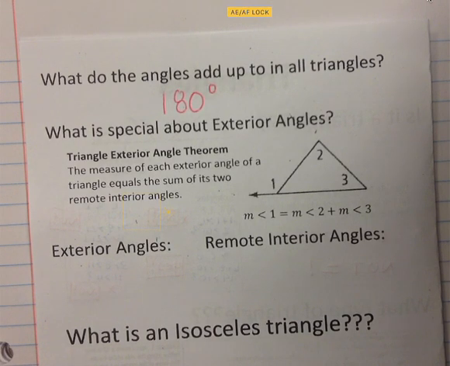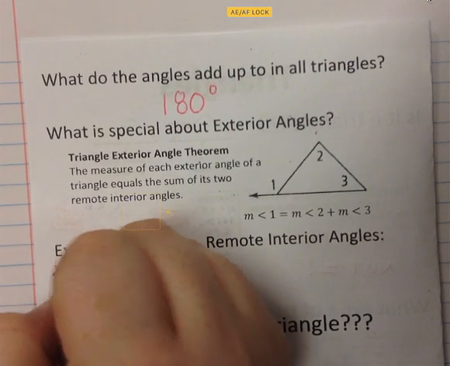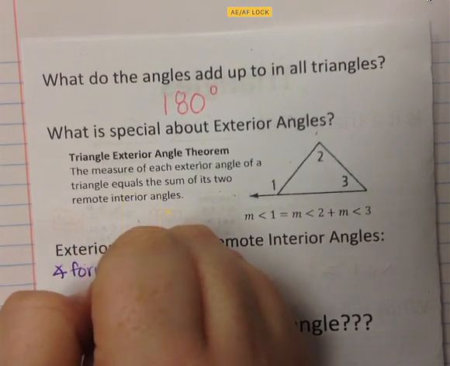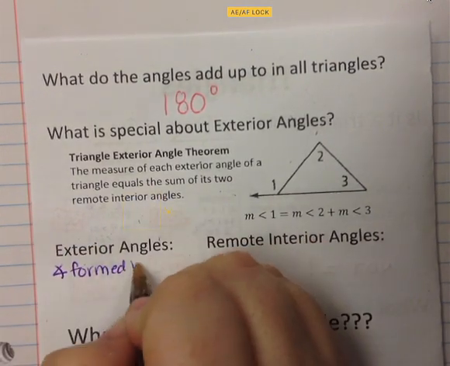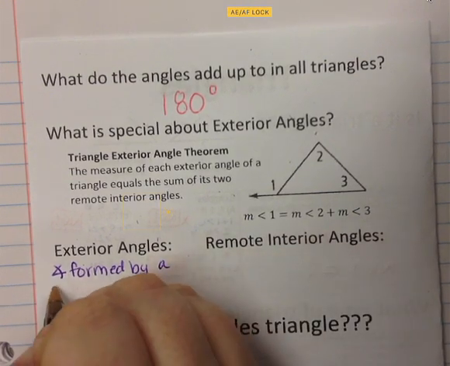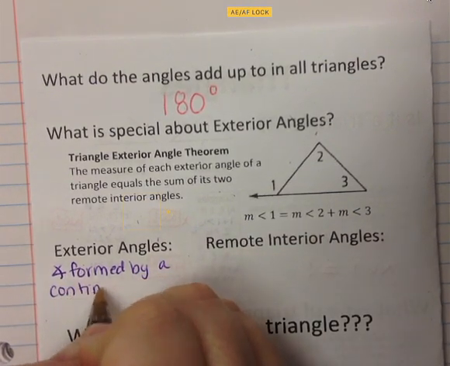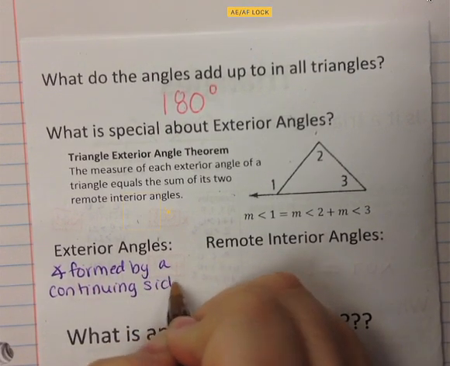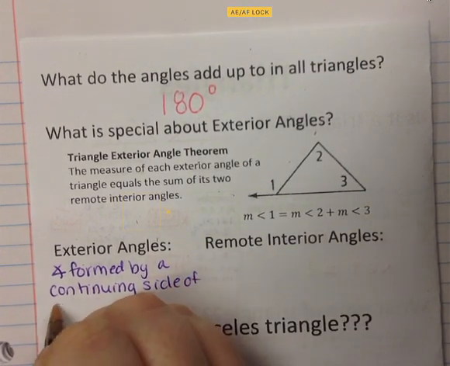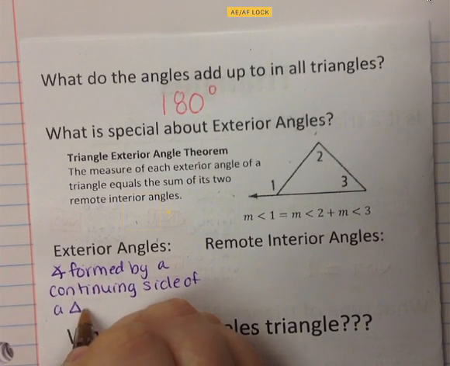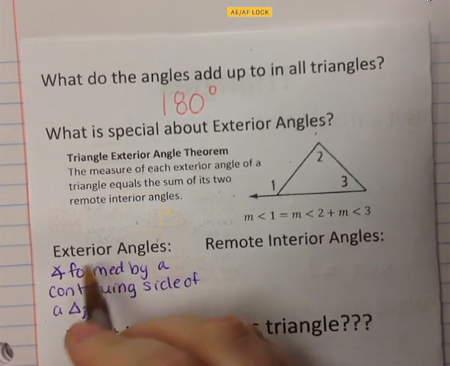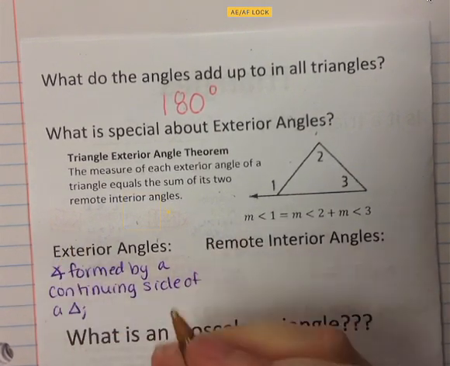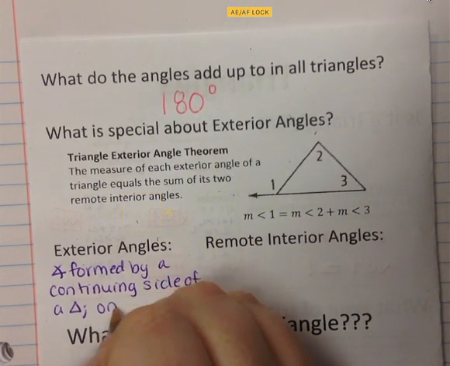An exterior angle is an angle formed by a continuing side of a triangle. And since it's called exterior, it's obviously going to be on the outside.